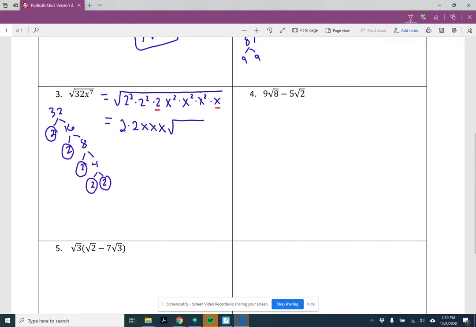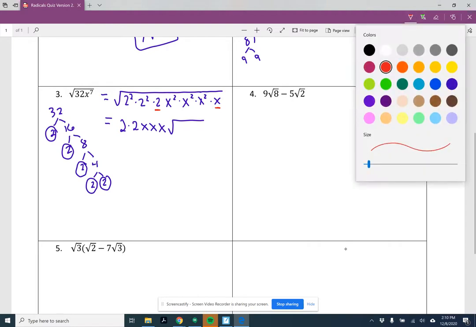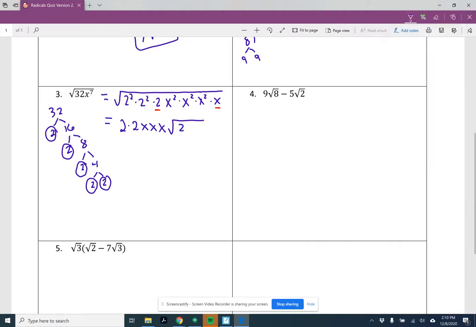The square root undoes the square. So under that radical, we're still going to have a 2 and an x. 2 times 2 is 4. 3 x's make x to the 3rd power. And we have the square root of 2x as our last factor. And we're done.